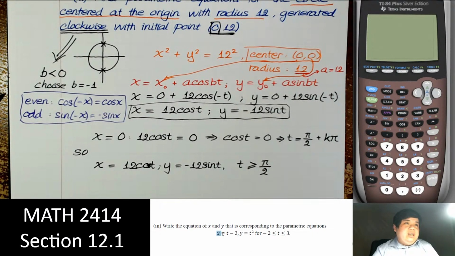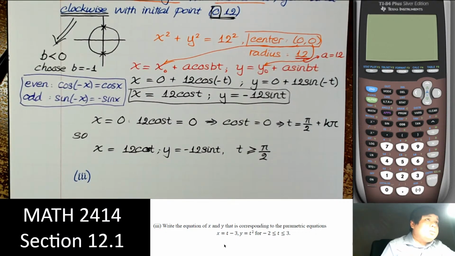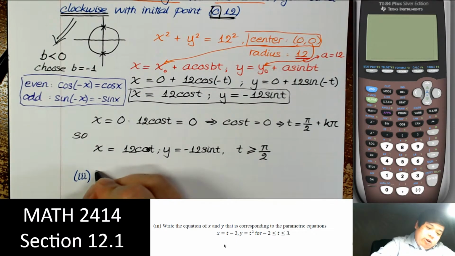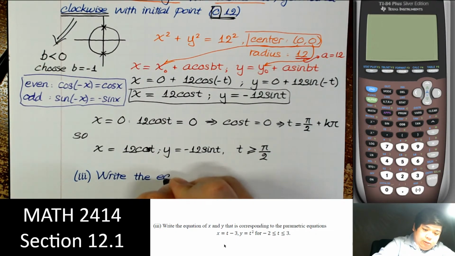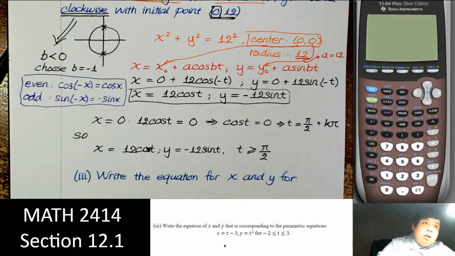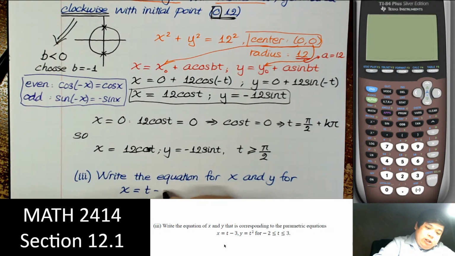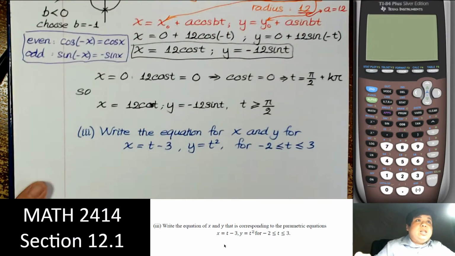This one's easy. I'm going to write that real quick because that's kind of important. Write the equation for x and y. So what we have is x equal to t minus 3 and y is equal to t squared, for -2 less than or equal to t less than or equal to 3, so t is between -2 and 3.